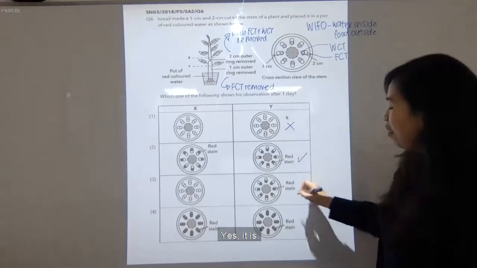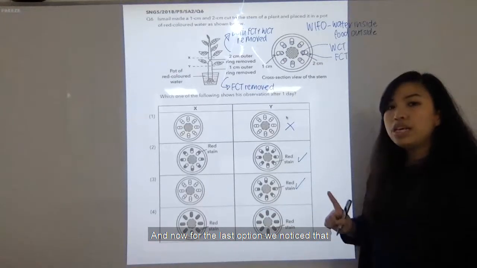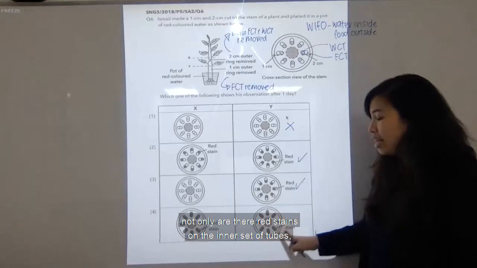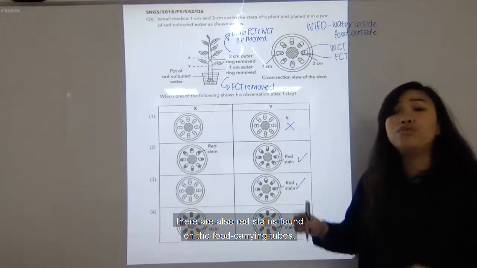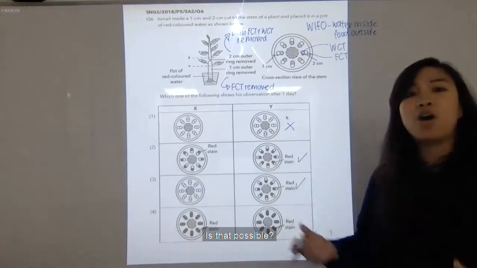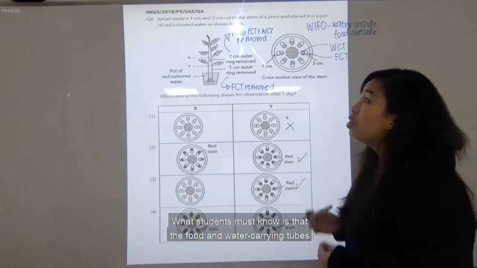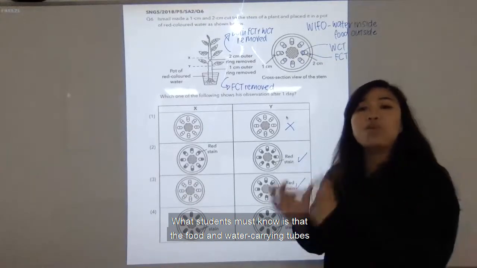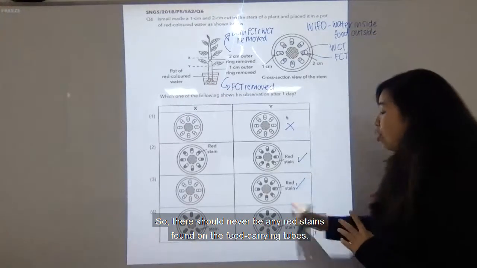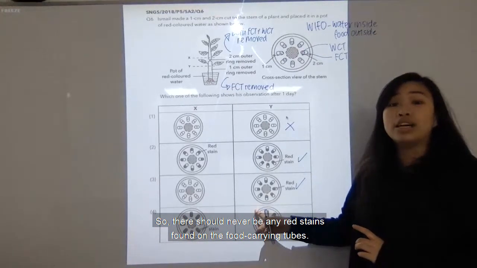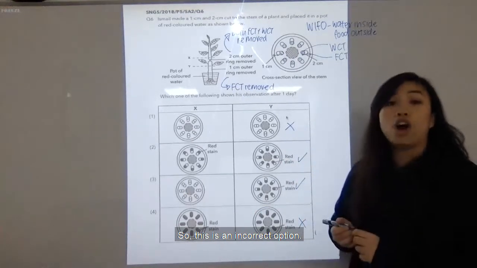So is that what we're looking for? Yes, it is. Third option is the same as the second option. And now for the last option, we notice that not only are there red stains on the inner set of tubes, there are also red stains found on the food carrying tubes. Is that possible? The answer is no. What students must know is that the food and water carrying tubes will never intertwine or combine. So there should never be any red stains found on the food carrying tubes. So this is an incorrect option.